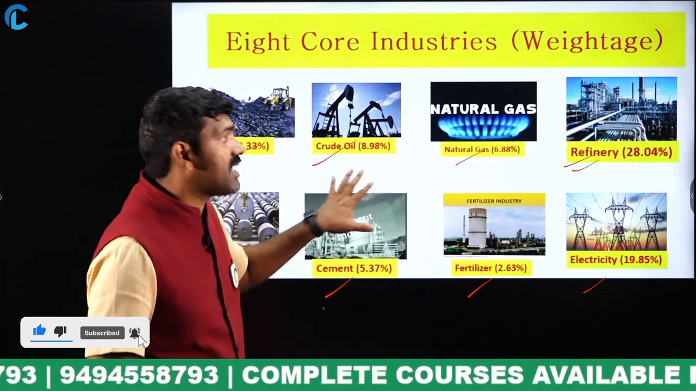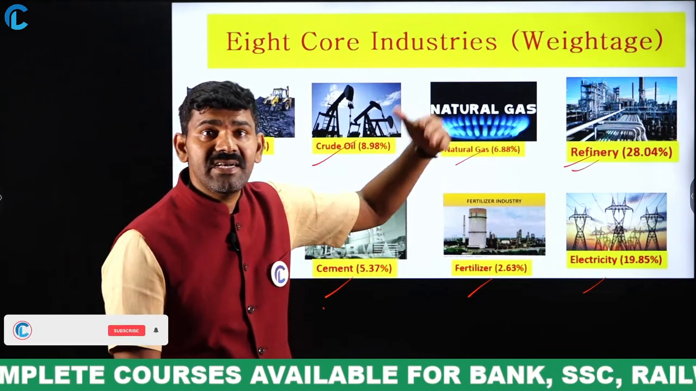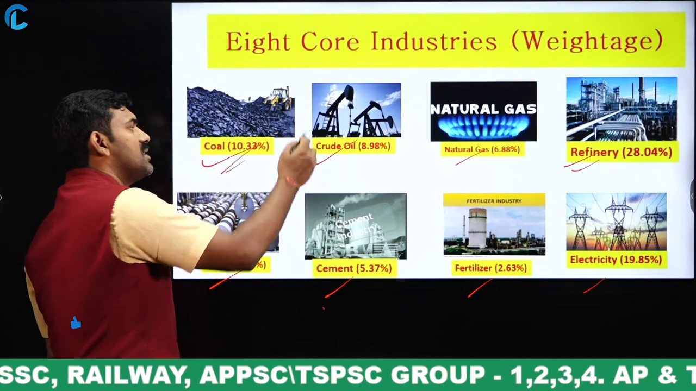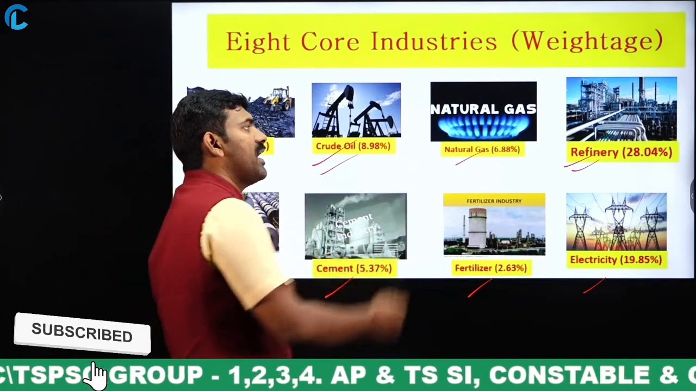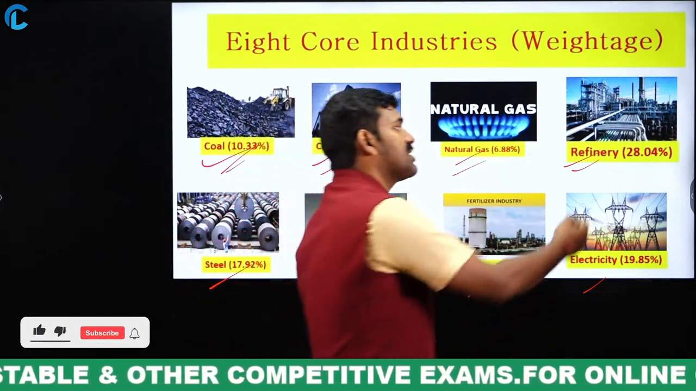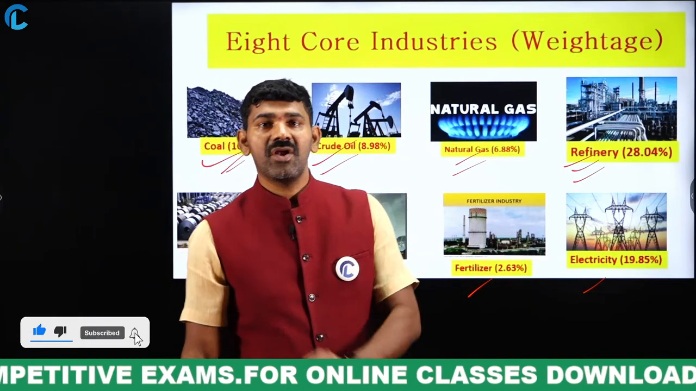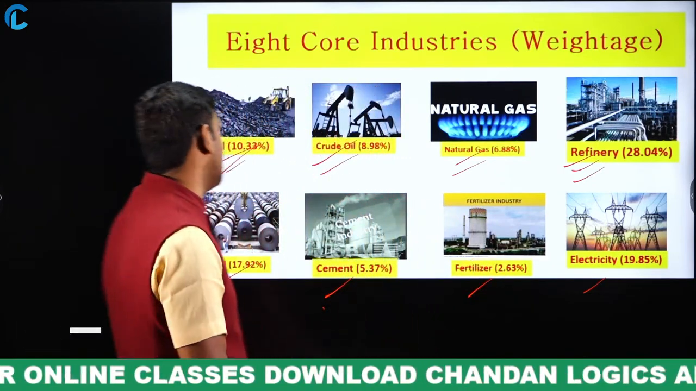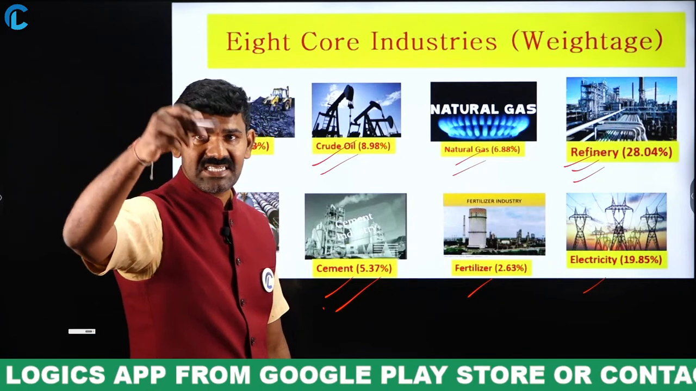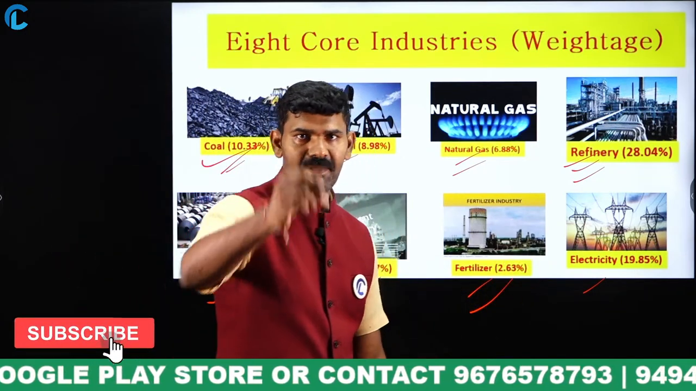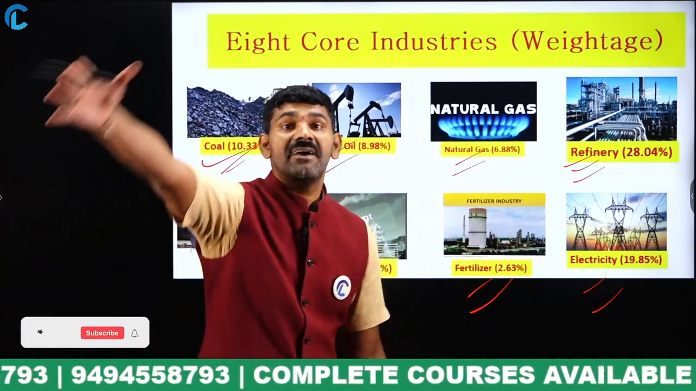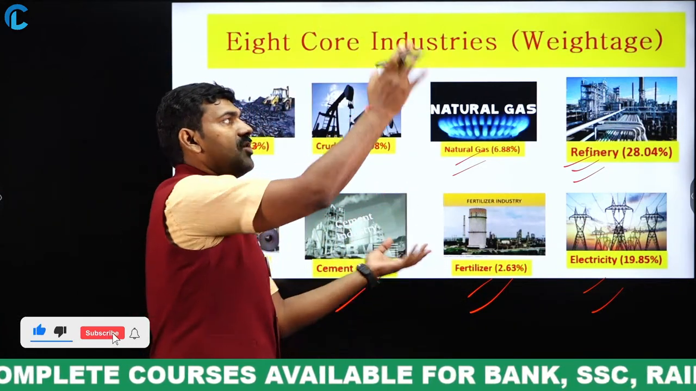Remember that these are called core industries because every other industry in the economy is dependent on these industries. Without coal, there is no power industry. Without crude oil, there is no transportation industry. Without natural gas also, there is no power industry. Without refinery products, you cannot run any machinery in the country. No automobile industry exists. Without steel also, automobile industry is zero. Without cement, the real estate industry is zero. Construction industry is zero. Without fertilizer, agriculture becomes a big zero. And without electricity, nothing exists. You don't exist, I also don't exist. Means what? Every industry in this economy is dependent on these industries.